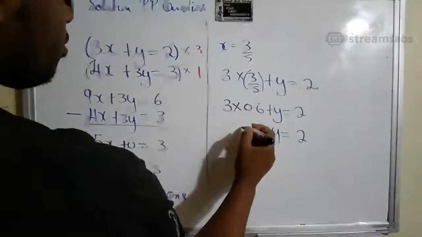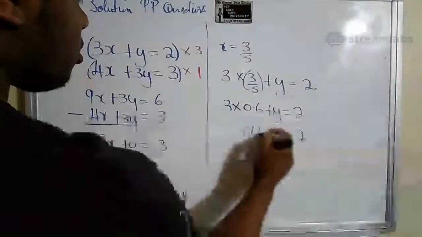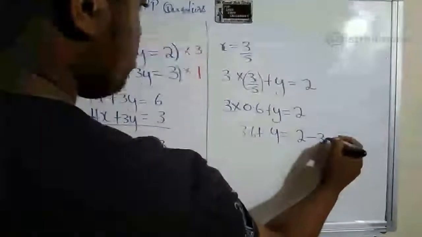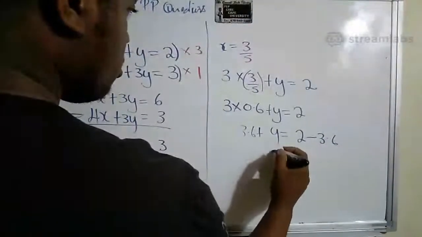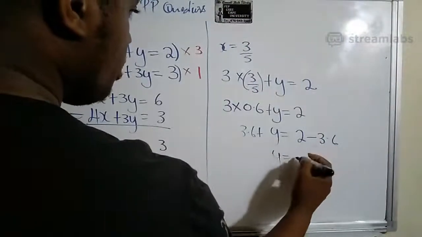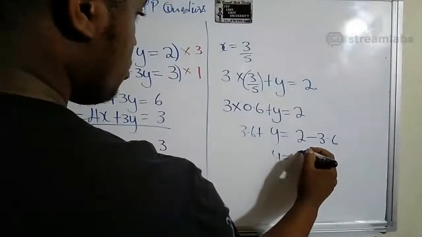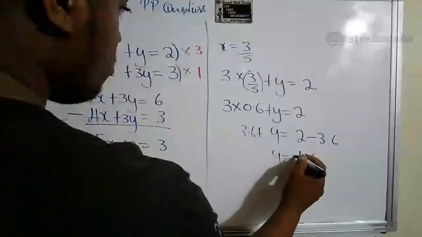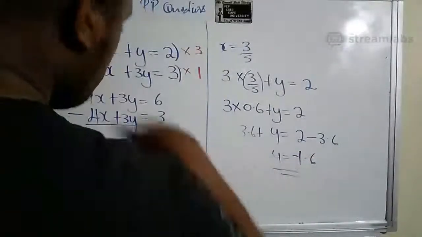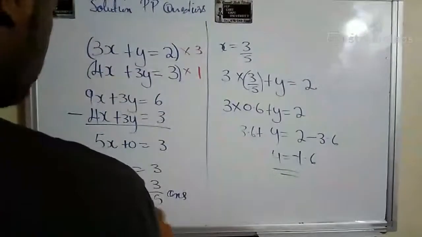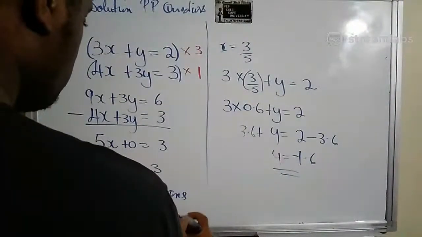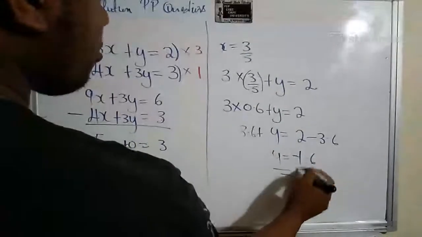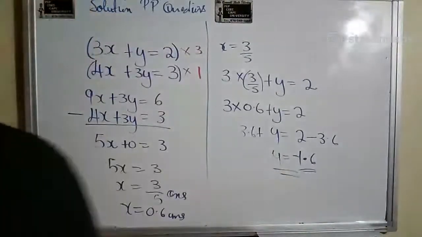3 times that will give us what? 3.6. And we subtract 3.6. So y is equal to 2 minus that, which will give us negative 1.6. So x is equal to 0.6. Remember, both of them are accepted. Alright?